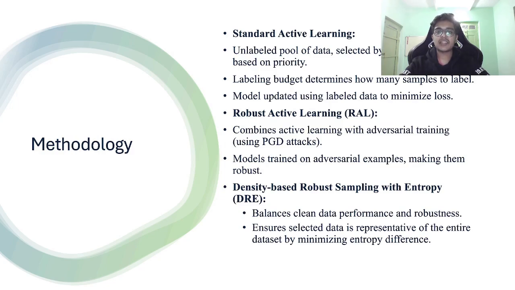Next one is robust active learning or RAL. Combines active learning with adversarial training, that is using PGD attacks. Models trained on adversarial examples, making them robust. Next one is DRE, that is density based robust sampling with entropy. Balances clean data performance and robustness. Ensures selected data is representative of the entire data set by minimizing entropy difference.